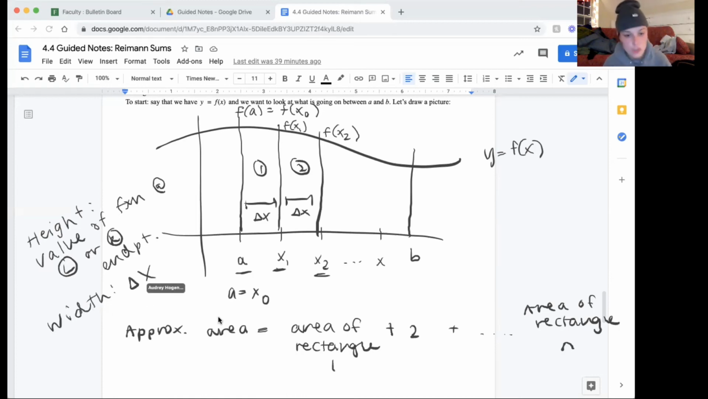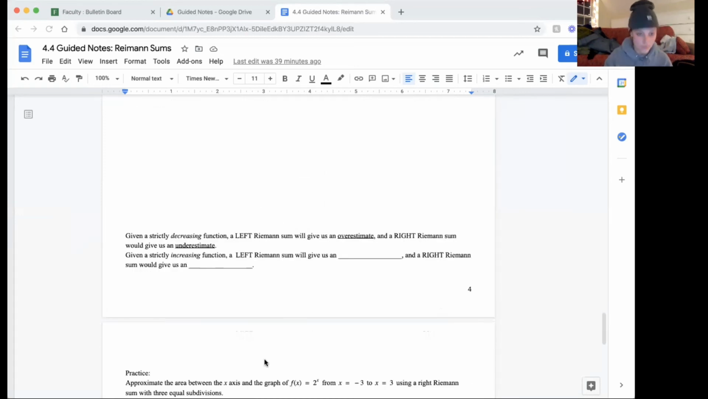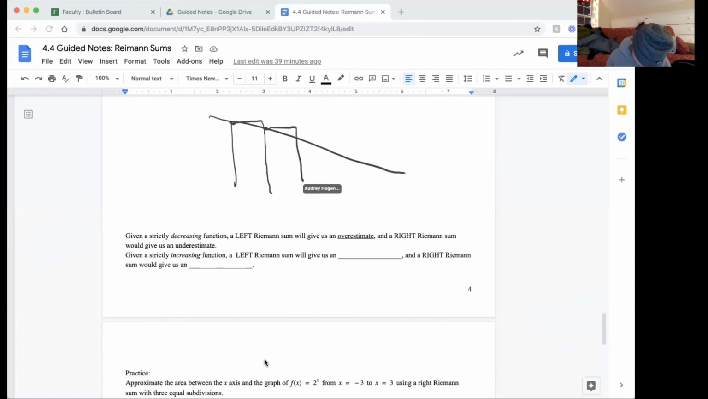Okay, so this is kind of just a general picture of what we already did, in case you wanted to see it in terms of just x sub 1, x sub 2, with delta x again being our width. And then we have down here a conclusion that we could draw. Given a strictly decreasing function, so only going down, a left Riemann sum, using the left endpoints, will give you an overestimate because you see you have extra area, and a right Riemann sum will give you an underestimate because you wouldn't have enough.